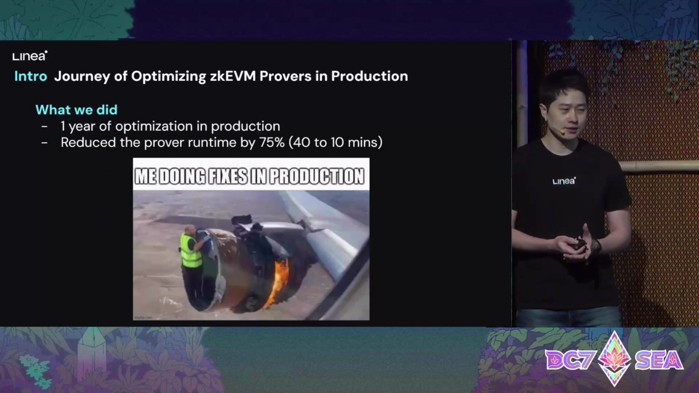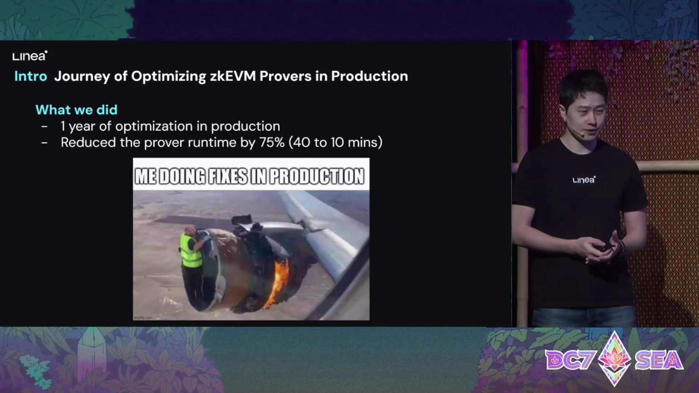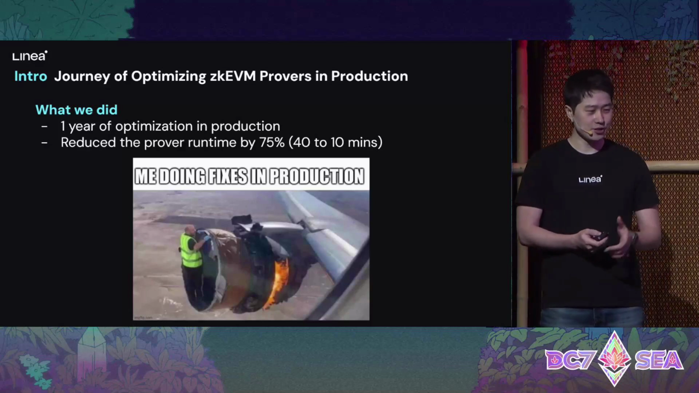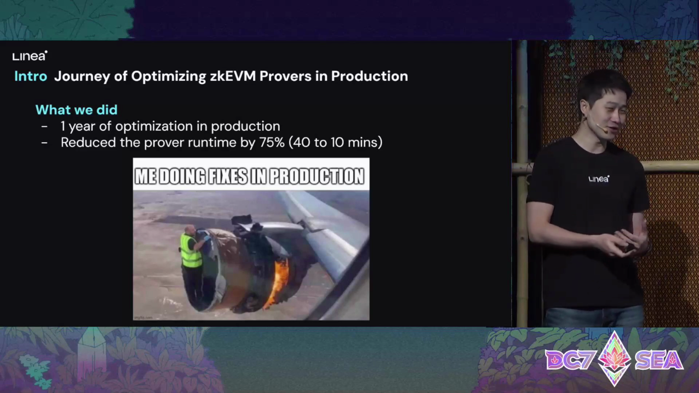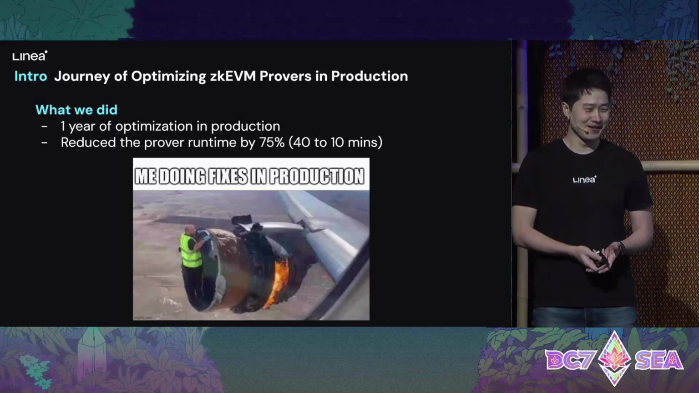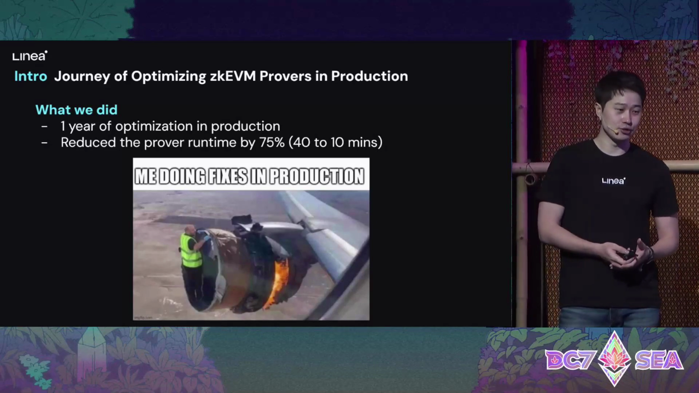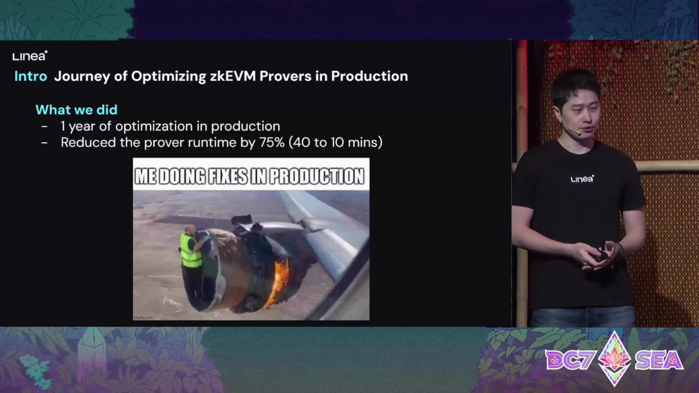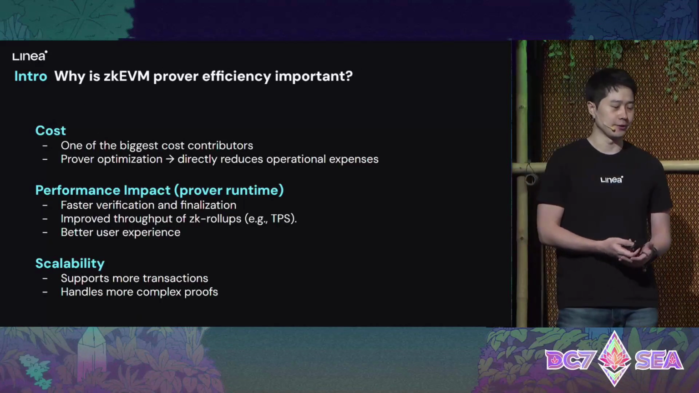So what we did is, for more than 1 year, we spent a lot of time and effort optimizing the prover in production. That picture, that's actually me fixing and optimizing the prover in production. So your prover is running on mainnet, and you need to fix it. That's what I did. But luckily, we were able to reduce the prover runtime by almost 75%, which is good. So that's the main content that I'm going to share today.